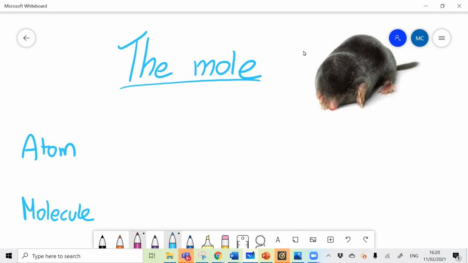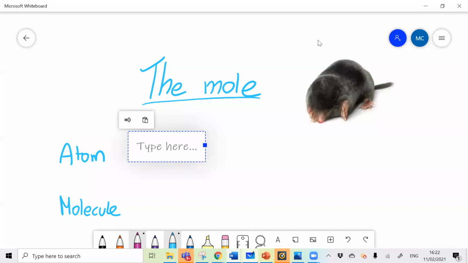So I'm going to give you some time, write them down on a piece of paper, and then you can continue the video. So by now you should have written the definitions of the atom and the molecule.